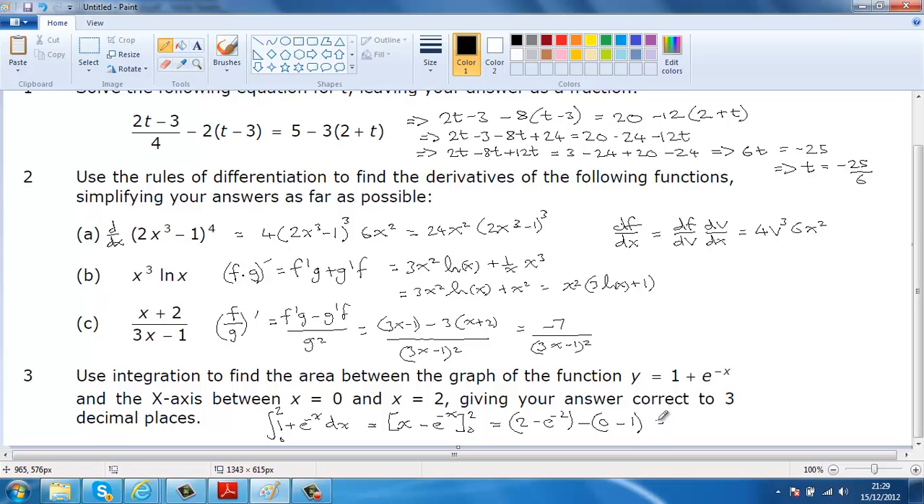So then this becomes 2 minus minus 1 is 3. Minus e to the minus 2 we could rewrite as minus 1 over e squared, since the negative power can be rewritten as 1 over the positive power.